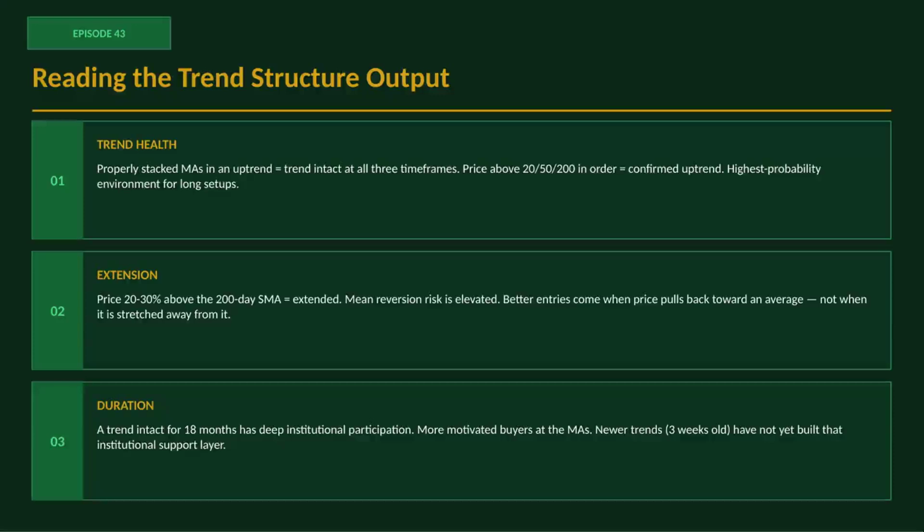Duration. A trend that has been intact for 18 months is a different animal from one that just set up 3 weeks ago. AI will tell you how long the structure has been in place. Older trends have more established institutional participation behind them, which means more motivated buyers at the moving averages.